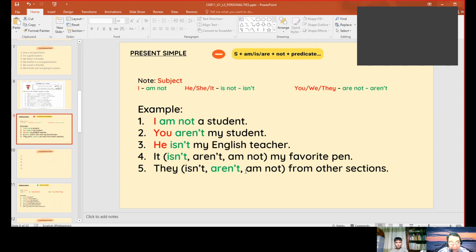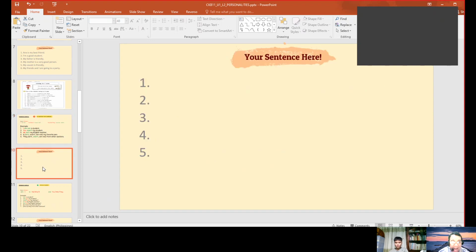Now, it's time for you to make a sentence. Can you type your sentence on the chat? Using the negative form, okay? Using the to be verb. Can you type your answer in the chat?